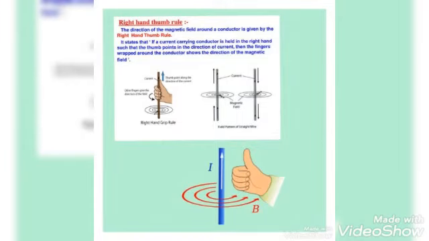Right hand thumb rule. This rule is used to find the direction of the magnetic field around the current carrying conductor. See the picture. Statement: if we hold the current carrying conductor in our right hand, the thumb points in the direction of current flow and the fingers wrapped around the conductor point in the direction of the magnetic field.